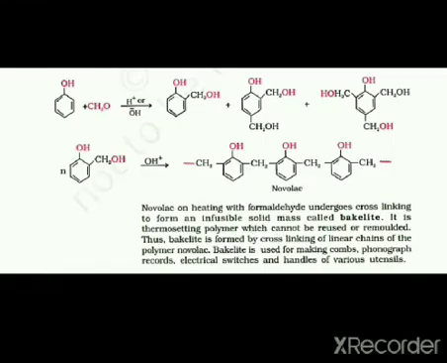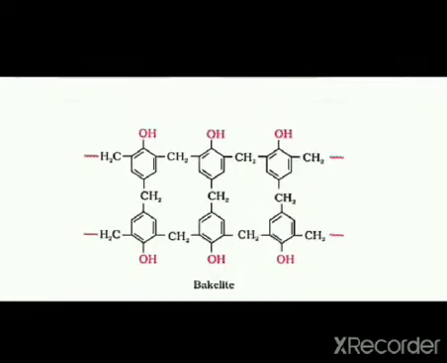When phenol is heated with formaldehyde, initially we get a linear polymer called novolac. Novolac is used in paint. Novolac on heating with formaldehyde undergoes cross-linking to form an infusible solid mass, and thus we get bakelite. Bakelite is a thermosetting polymer.